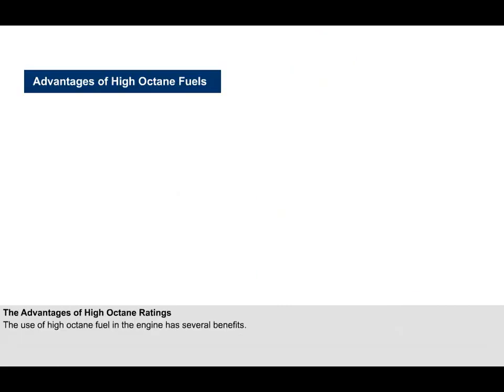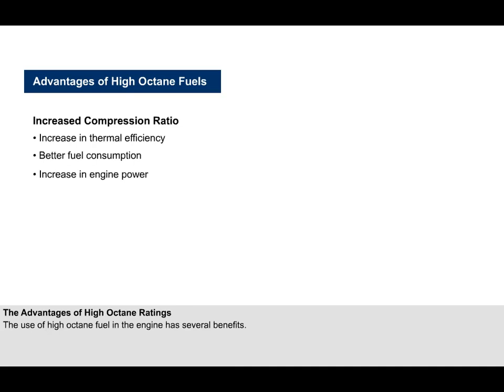The use of high-octane fuel in the engine has several benefits. The use of a higher octane fuel will allow the use of an increased compression ratio. An increased compression ratio gives an increase in thermal efficiency, better fuel consumption, and an increase in engine power.